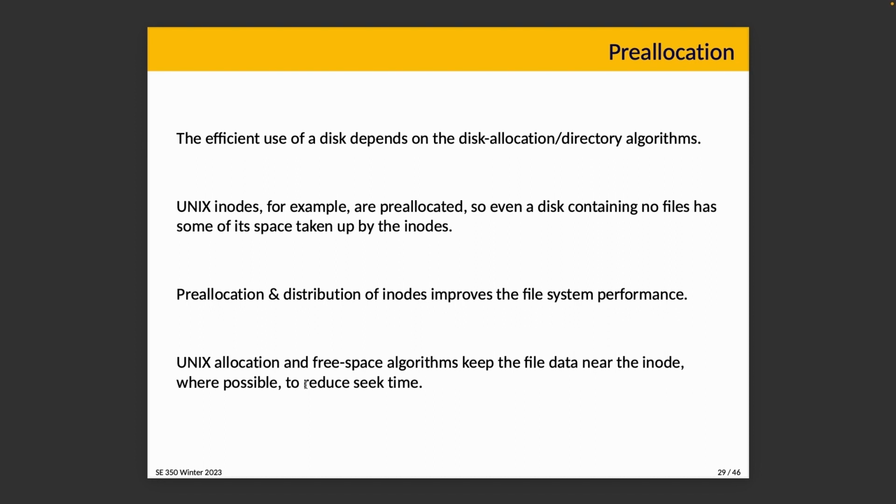So the allocation algorithm will try its best to put them close by when the time comes to actually create the files. And so if we start out with a blank disk and we allocate the inodes and distribute them well across the disk, it makes it much easier to be sure that there will be an inode near what we're looking for when we want to create a file.